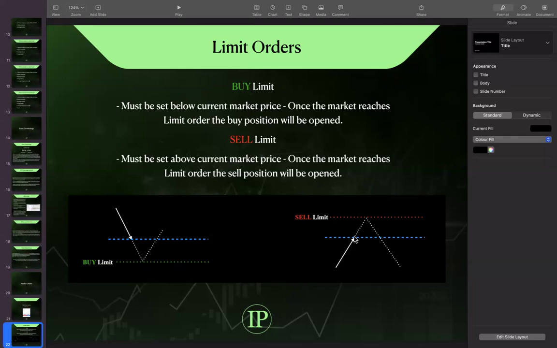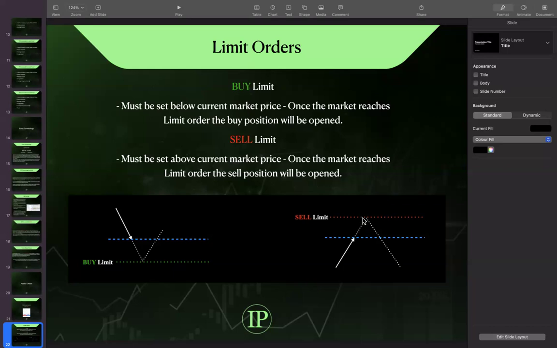Likewise over here, it has to be above where the market currently is. So when you are typing in those digits for the price that you want, it has to be above where current price is, okay? So it must be set above current market price.